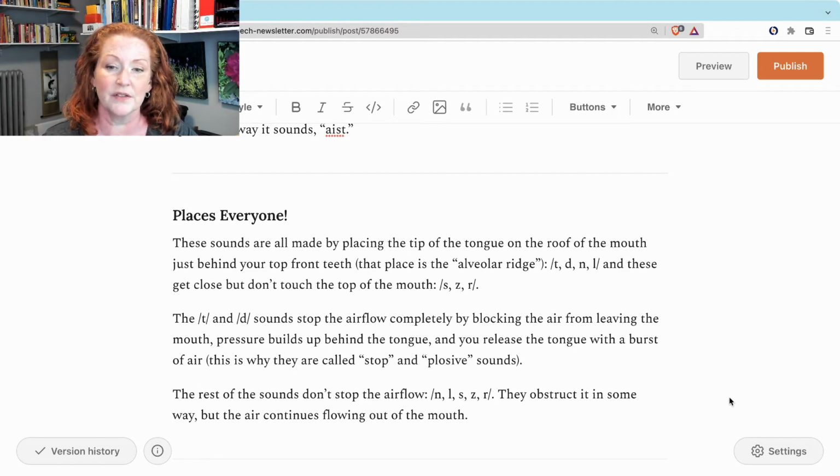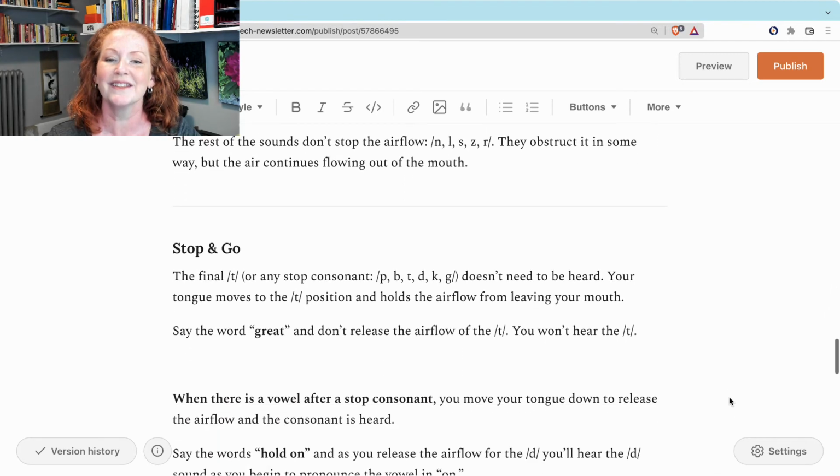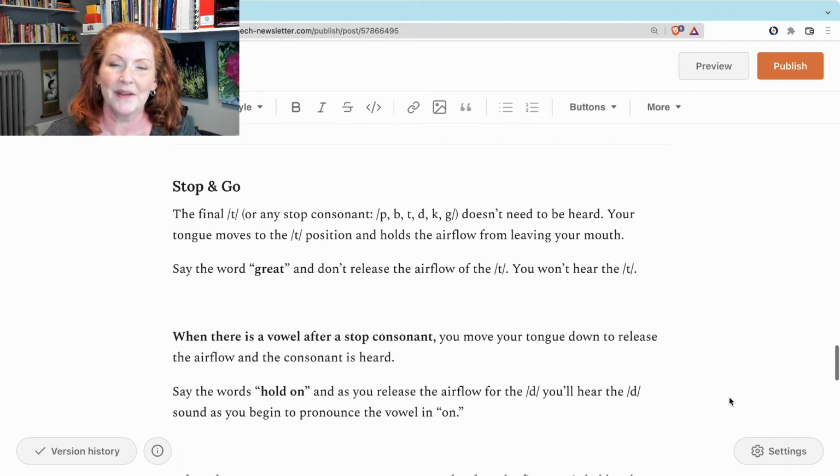And then the other sounds, N, L, S, Z, those don't stop the airflow. They might obstruct it in some way because of where your tongue is, but the air keeps flowing. So that's important. So now, stop and go. The final T or any stop consonant, P, B, T, D, K, G, doesn't need to be heard. When it's the final sound in a word that's at the end of a pause or a sentence, you can just hold your tongue in that position.